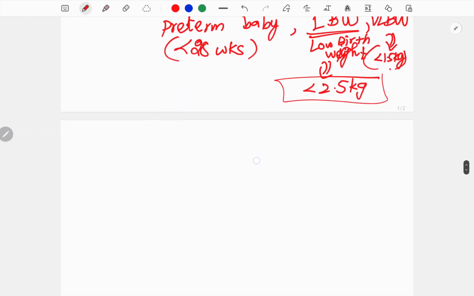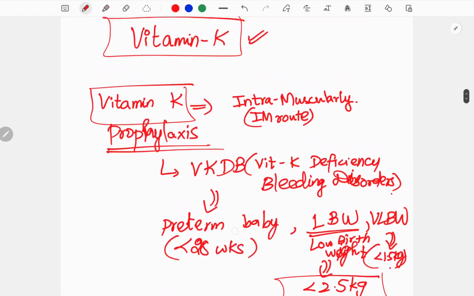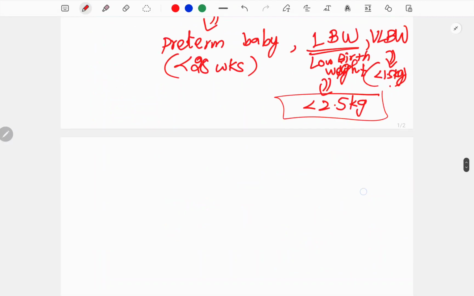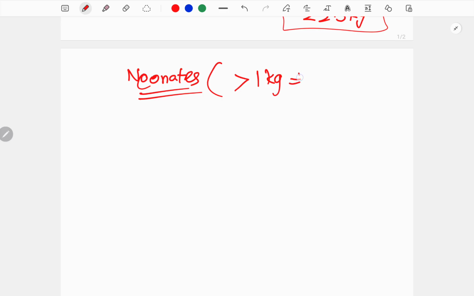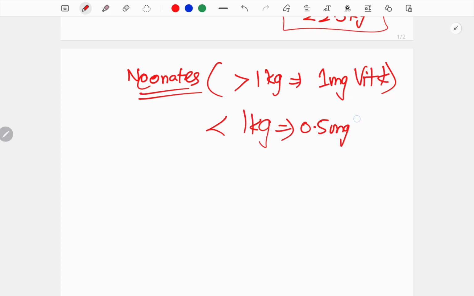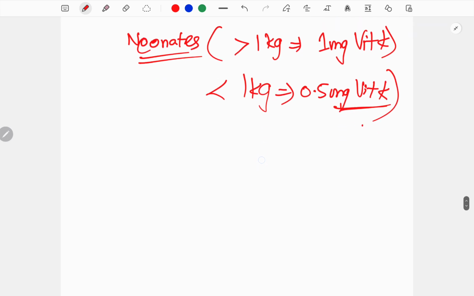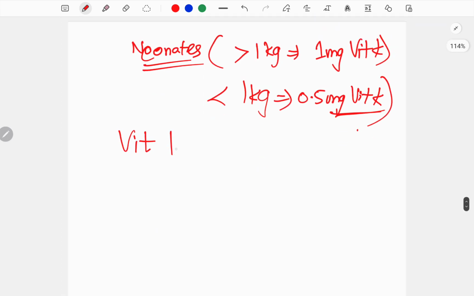So how much vitamin K should you give as an injection? In the anterolateral aspect of the thigh you should inject this vitamin K. If this newborn is more than 1 kg, you should give 1 mg vitamin K. If the neonate is less than 1 kg, you should give 0.5 mg vitamin K. Vitamin K actually helps in synthesizing clotting factors, so it prevents vitamin K deficiency bleeding disorders.